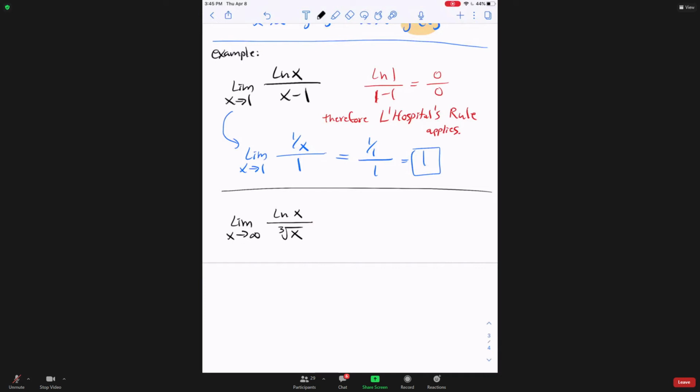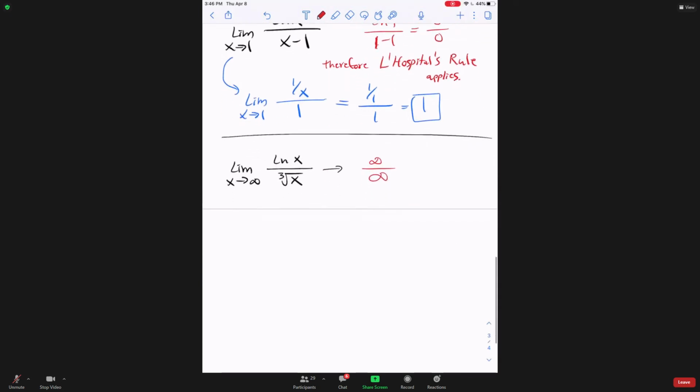All right, so let's do this one. First, if you take the limit, first you've got to see if you get 0 over 0 or infinity over infinity. So if you take the limit as x goes to infinity, natural log of a number that's going towards infinity is infinity. Cube root of some number that's going towards infinity is infinity. So yes, we do have an infinity over infinity situation. So therefore, L'Hôpital's rule does apply.